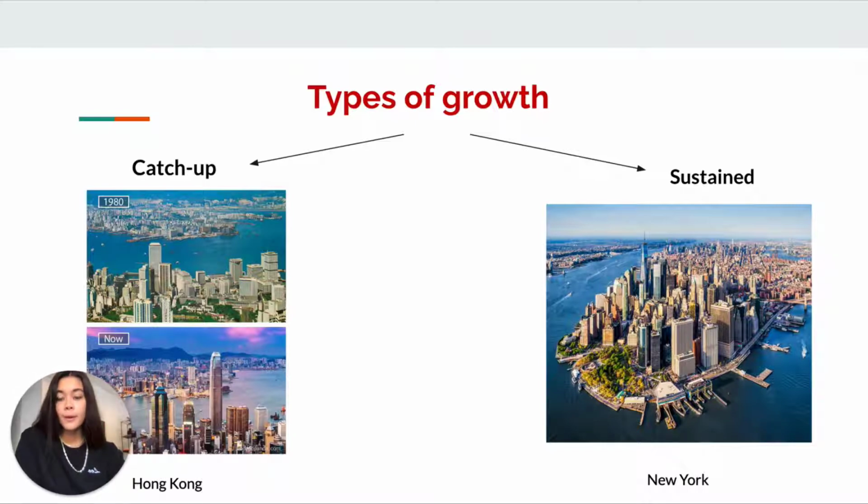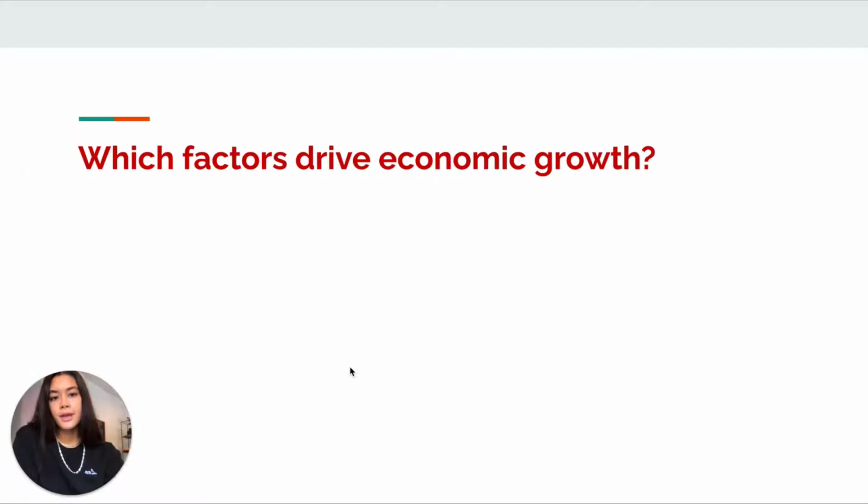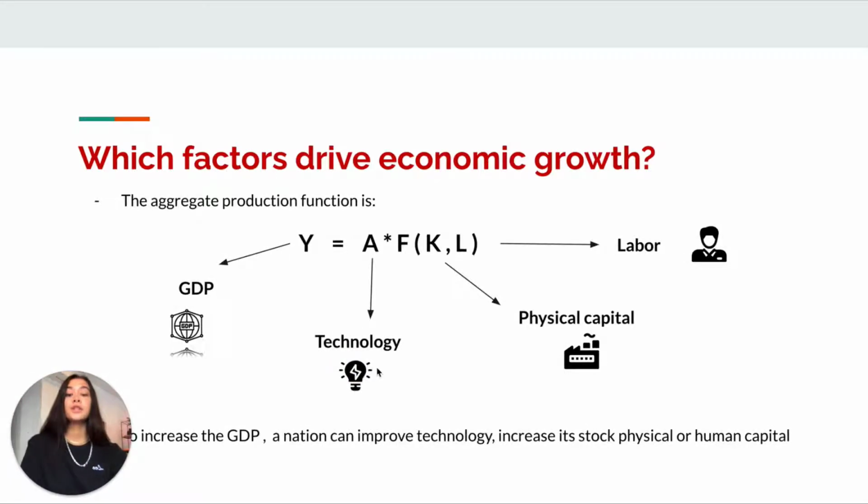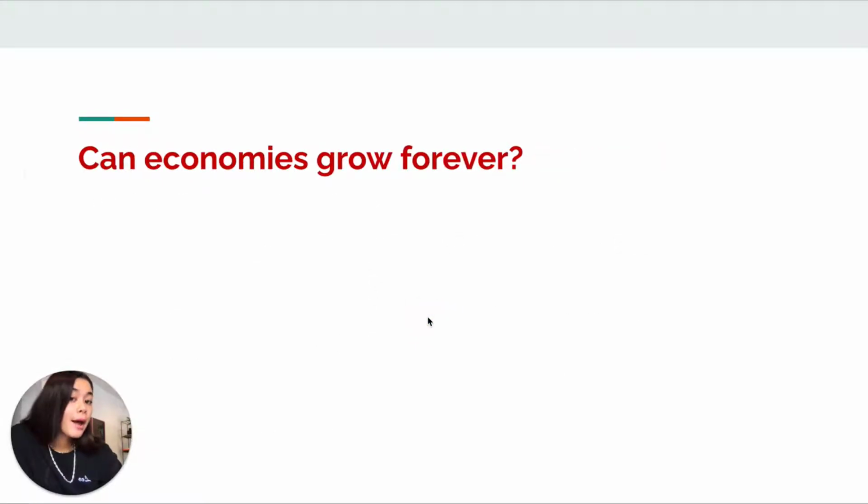But what is the problem? Well, most of these countries nowadays have reached sustained growth, so it is tricky for them now to continue copying advanced countries. So which factors drive economic growth? The production function is given by multiplying A, technology, by the physical capital K and the labor L. In order to increase the output, the GDP, countries can either improve technology or increase the stock of physical capital and labor. So the question is, can countries grow forever?